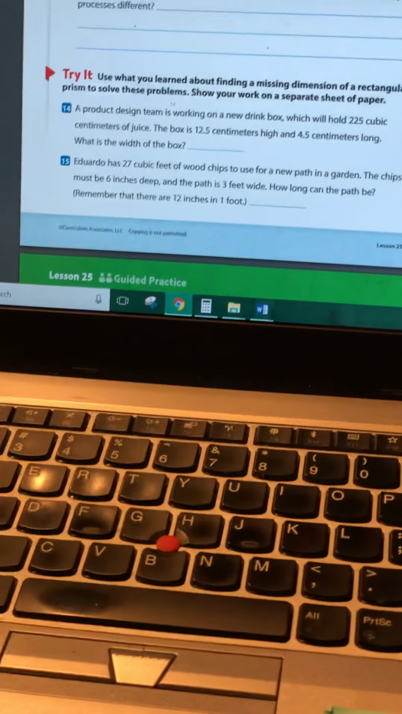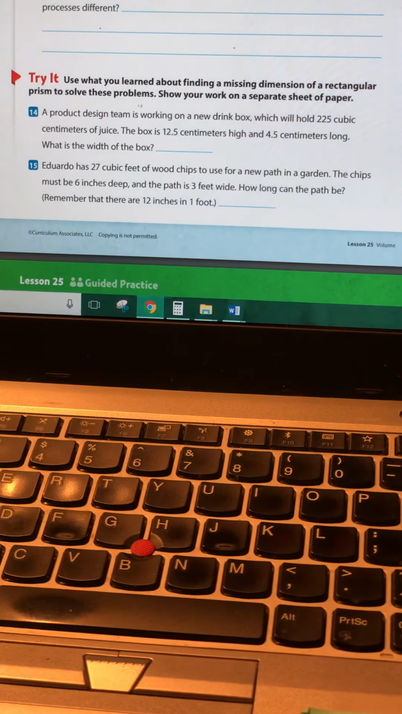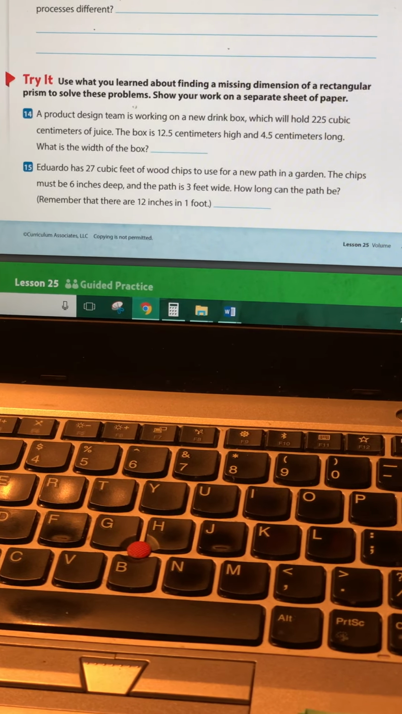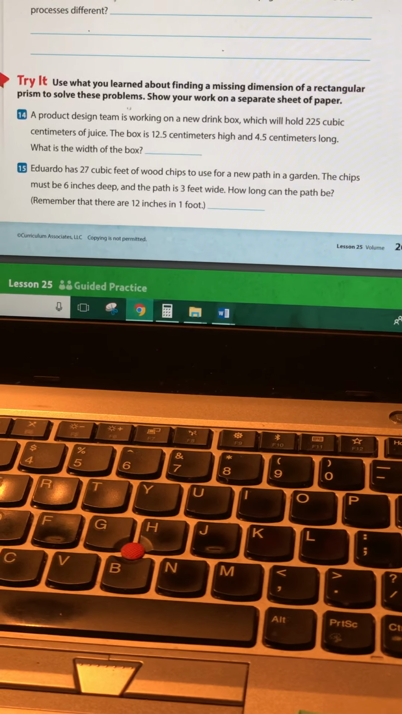So let me set it up for you. Give me just a moment, and I want you guys to be thinking about that as Ms. Mosier writes it down. So now we're on number 15, page 265.